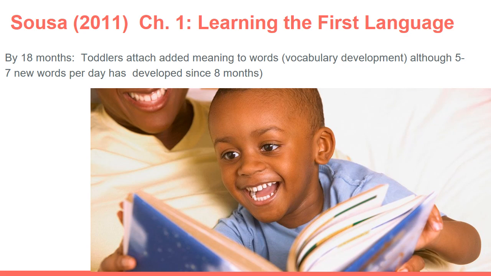They're still developing new words. They still are developing 5 to 7 new words, just like they have been developing since 8 months. So they still quickly learn new vocabulary each day. But by about 18 months, they have a pretty firm grasp of understanding what the meaning of what is being spoken to them is.